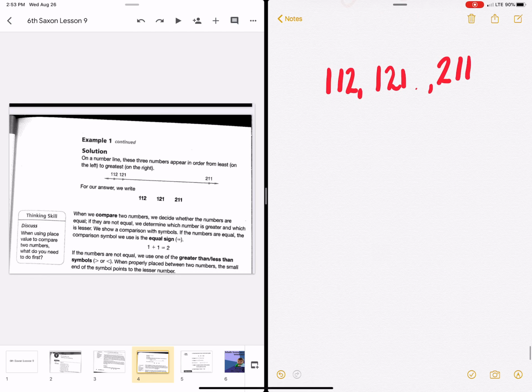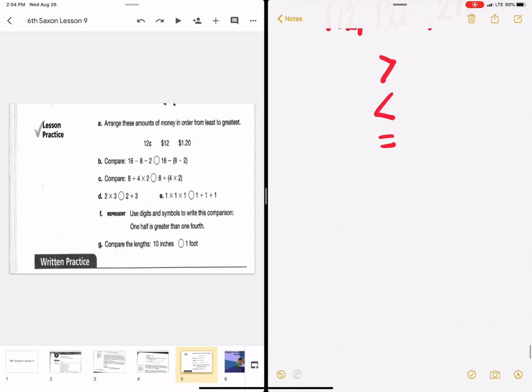It's a good day. When we compare 2 numbers, we decide whether the numbers are equal. If they are not equal, we decide then which is bigger, which is smaller, which we call in math greater or lesser. Then we have the comparison signs. You know these old guys, greater than, less than, and equal to. And we're actually already ready for lesson practice.